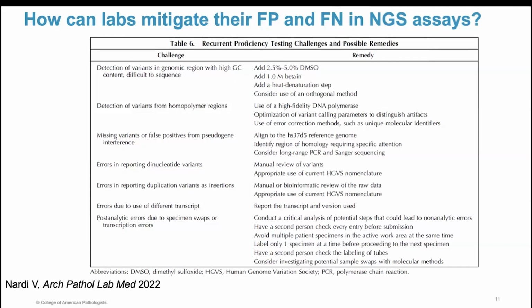For example, they could have a second person checking every entry before the results of the PT are submitted. Of course, it's good practice to avoid having multiple patient specimens in the active work area at the same time. Specimens should be labeled one at a time before proceeding to the next one. A second person could check the labeling of the tubes. And then, of course, it's important to consider investigating potential sample swaps with molecular methods.